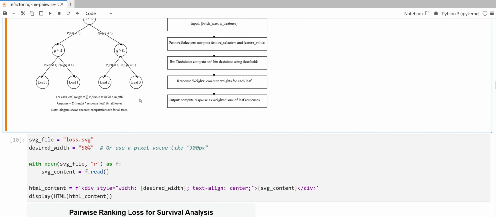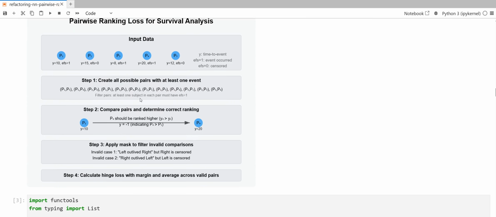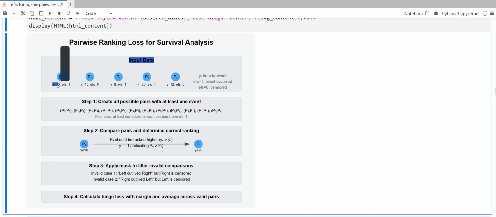Then let's check the pairwise ranking. I made another diagram to help us visualize it. Input data, C at the top. We have our patients P1, P2, etc., each with their survival time, Y, and whether the event happened, Fs. Step 1, create all possible pairs. The first thing the model does is create every possible pair of patients, but it only keeps pairs where at least one of them experienced the event.